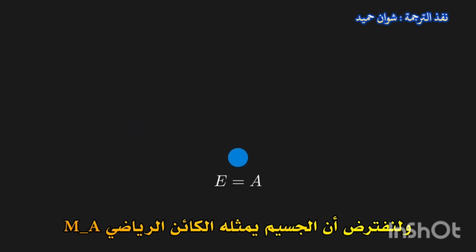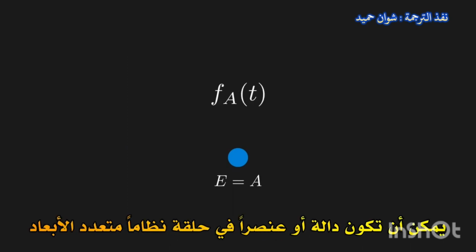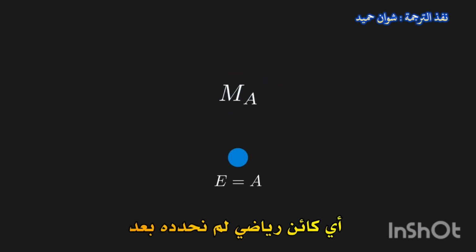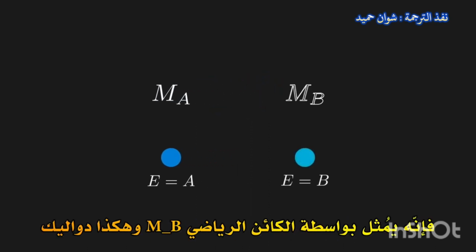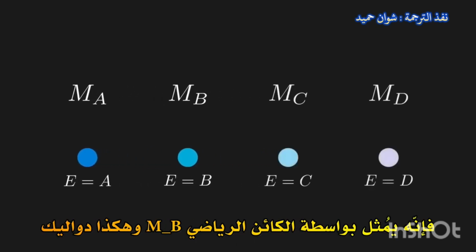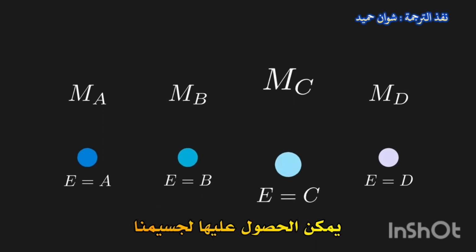Well, let's say that we know for sure that the particle has energy A, and let us say that the particle is represented by the mathematical object m sub A. Now, m could be anything. It could be a function, an element of a ring, a manifold, just some mathematical object that we have yet to determine. Now, if the particle has energy B, then it is represented by mathematical object m sub B, and so on and so forth. So we have a mathematical object m for every possible outcome we could get for a particle.